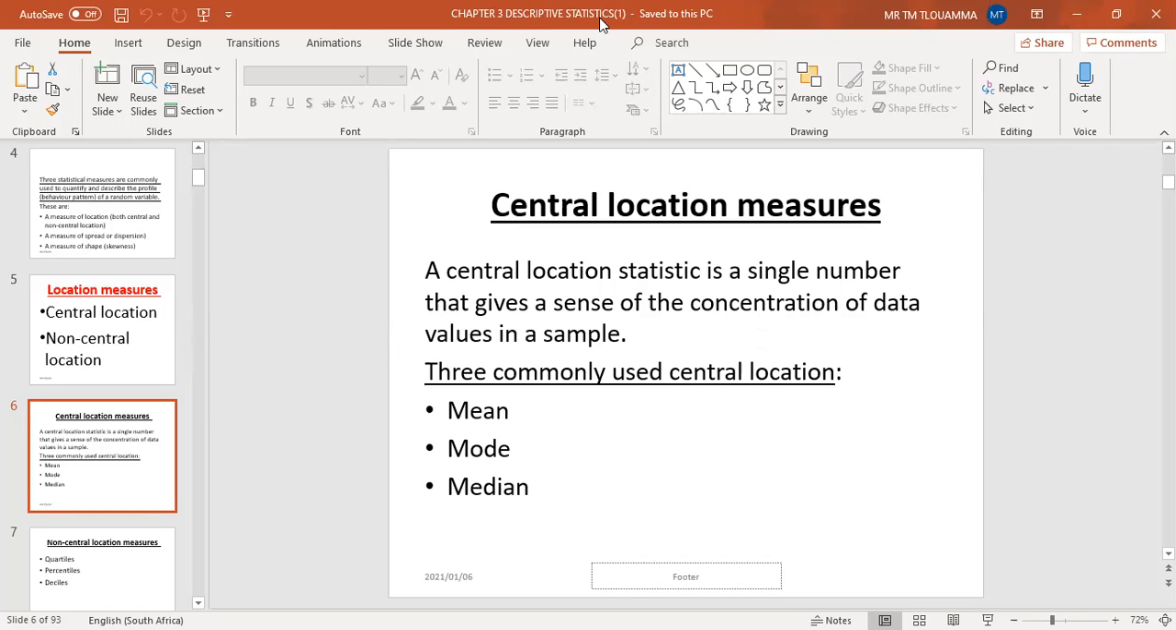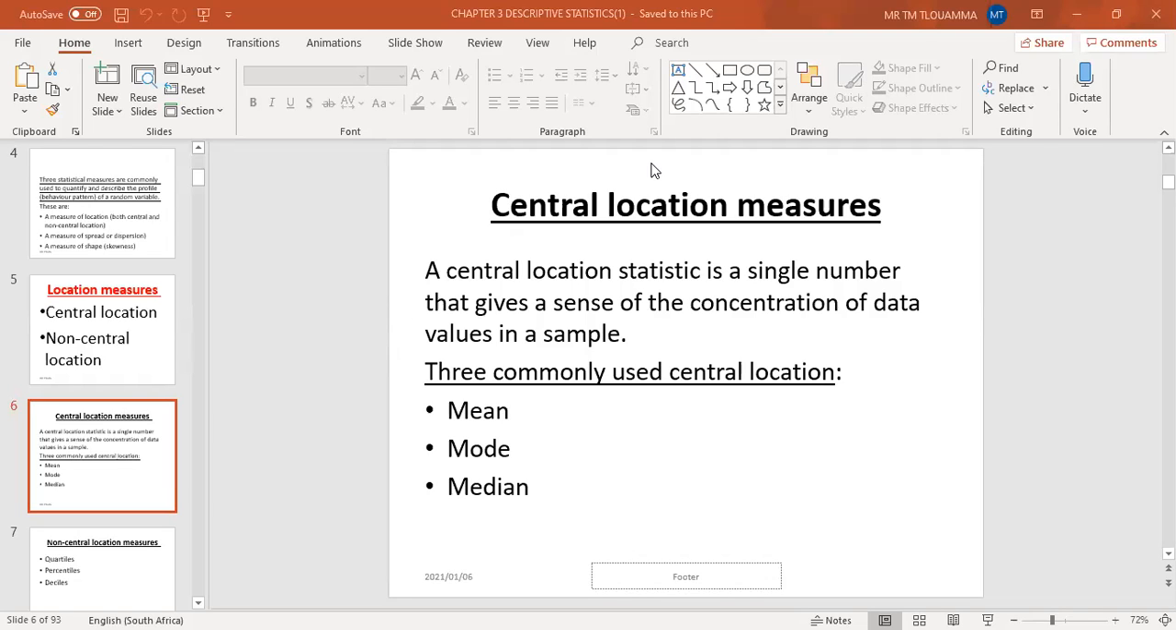A central location is a statistic, a single number that gives a sense of concentration of data values in a sample. This is a central location statistic. We have three common measures of central location. We're talking about the mean, the mode, and also the median.